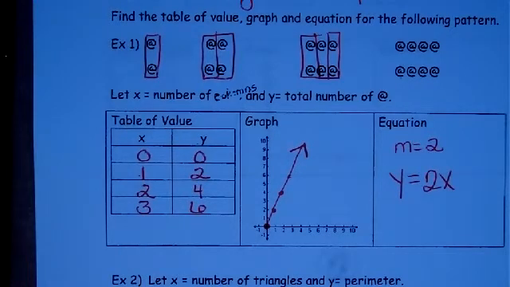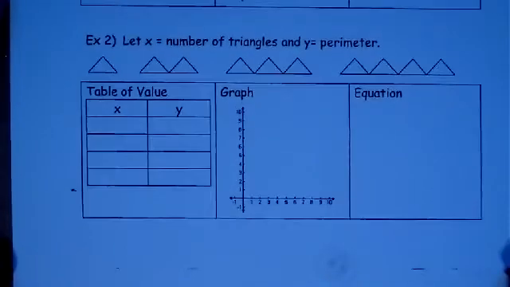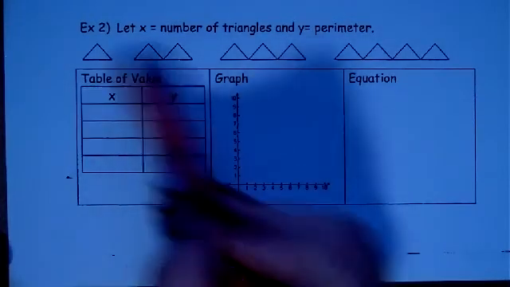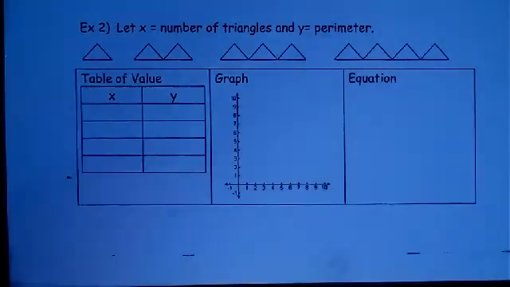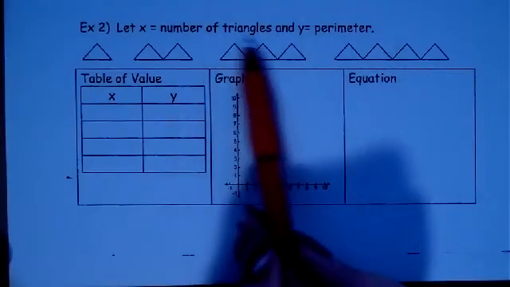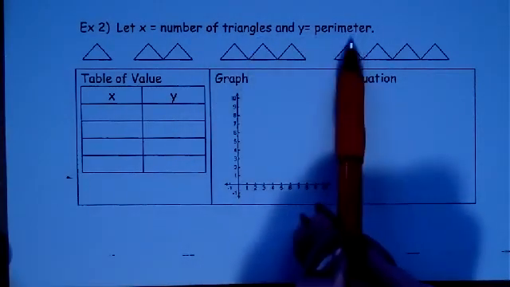Now, number 2, again, is a pattern. Looks different, but it's still a pattern. Now, let's look at example 2. We've got triangles right here. Notice my figure: 1 triangle, 2 triangles, 3 triangles, 4 triangles. The problem says we're going to let X be the number of triangles and Y be the perimeter.